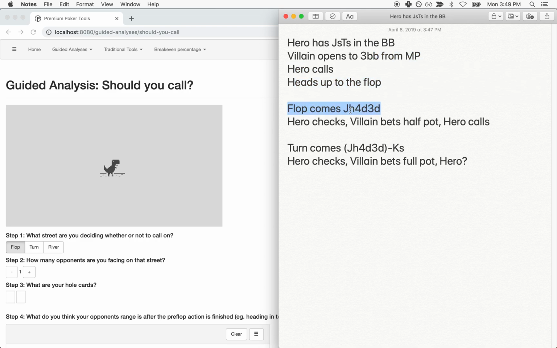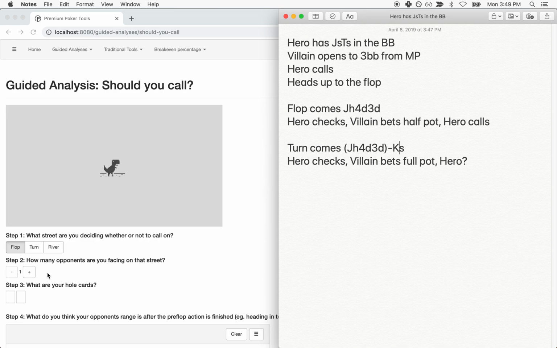Then the flop comes Jack of Hearts, 4 of Diamonds, 3 of Diamonds. We have top pair with a weak kicker. We check, they bet half pot, and we call. Then the turn comes a King of Spades, and we check, they bet full pot, and we're faced with a decision here. So we can use this tool to help us figure out whether or not we should call.